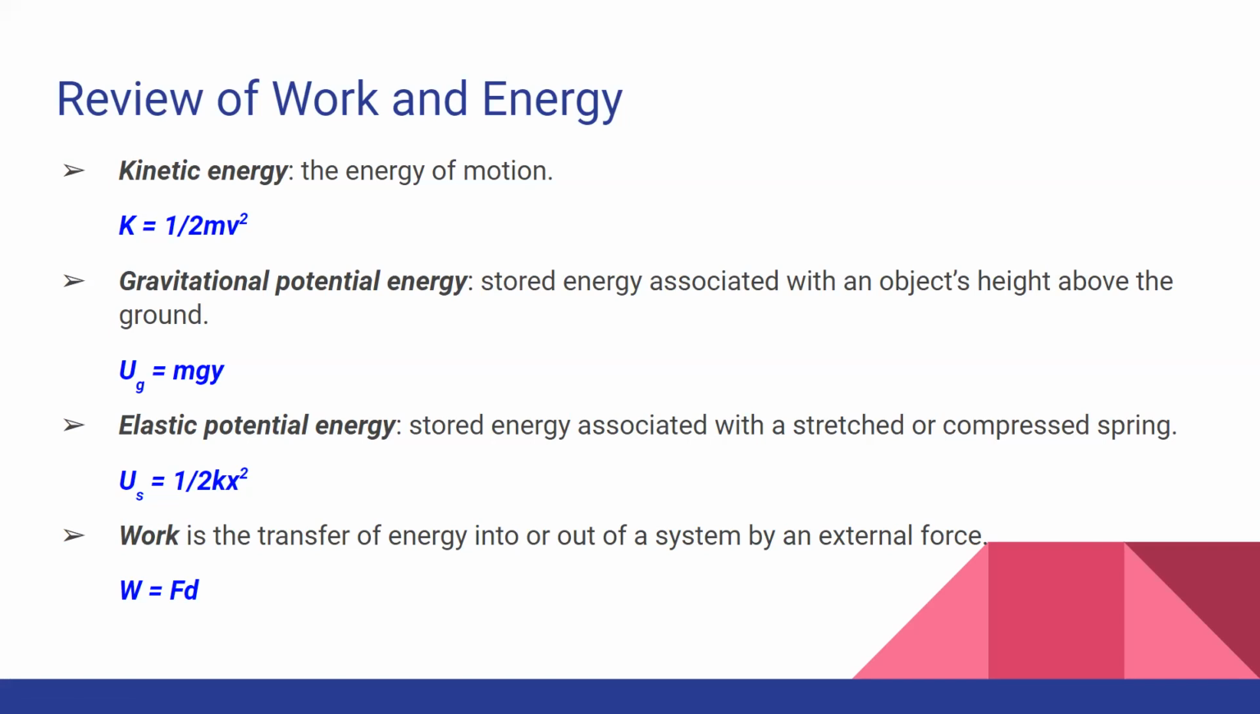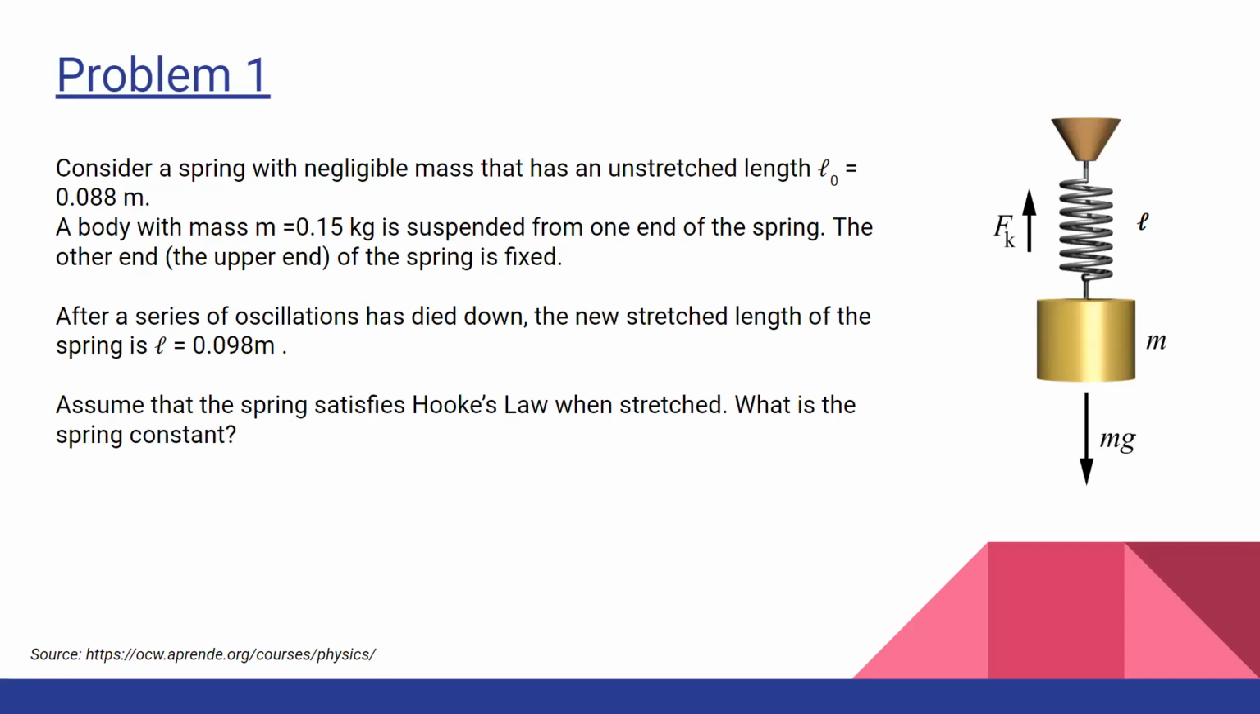So let's look at problem 1. We're going to consider a spring with negligible mass that has an unstretched length L0 of 0.088 meters. Here we have a block with a mass of 0.15 kilograms, and it is suspended from one end of the spring. The other end is fixed, so it wouldn't move, and all of the spring's force and motion would be due to the block.